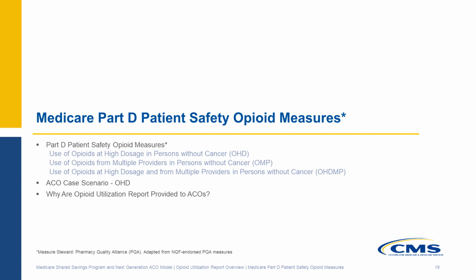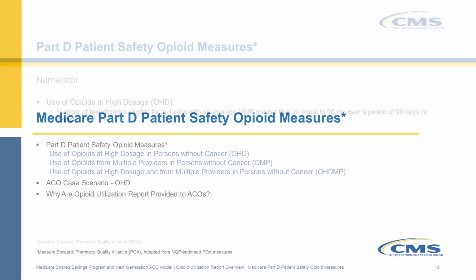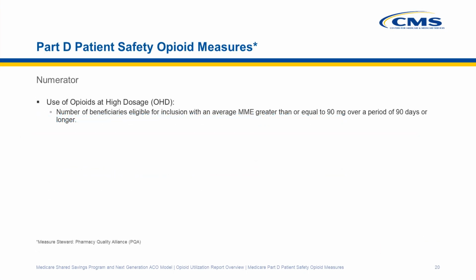CMS provides Part D sponsors, i.e. contracts, with monthly reports with information related to the opioid measures. The medications included in these measures can be found in the NDC medication list maintained by the PQA. Opioid prescriptions are not limited to those written by ACO providers. While the inclusion criteria defining the denominators of the 3 measures is the same, the numerators are different.